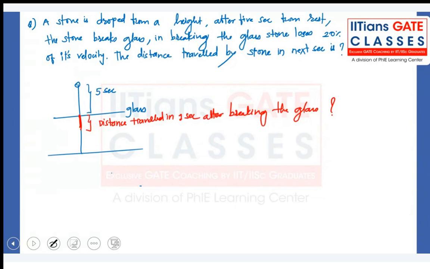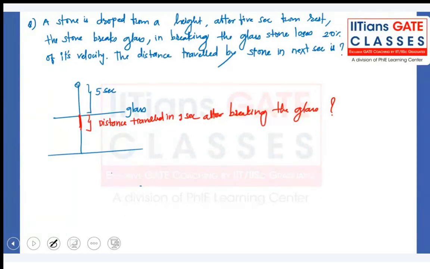Anyone solve this question? Post your answer. 33.3, no, Pranjal. Okay. 53.4 also is not correct. Okay, let me help you out in this. Let's solve it.